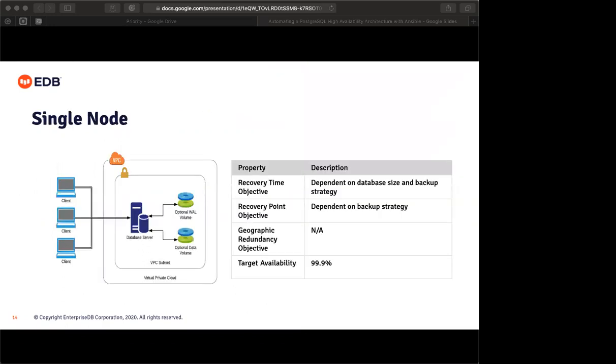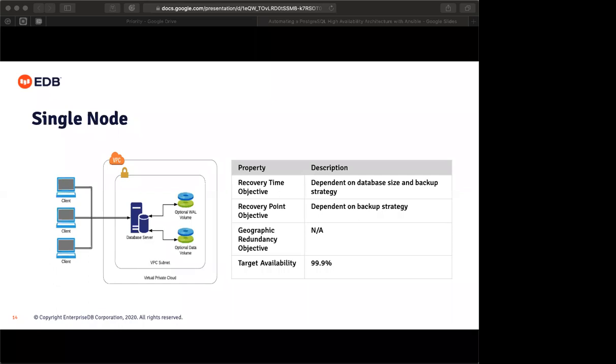Now, the first one is single node. In a single node, as the name suggests, you have one server, one node, and you can have different volumes for your data directory, for your WAL, which is the write ahead log file, or if you have tablespaces, those can also reside on different volumes. So you have only one instance, and all the volumes are attached to that particular server or node. An application is connecting to that particular node. A lot of people use this single node architecture for systems which are not mission critical.